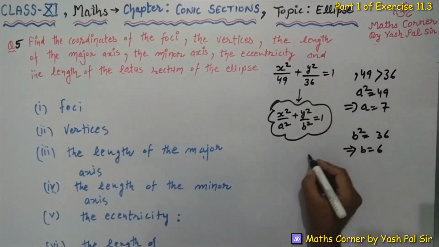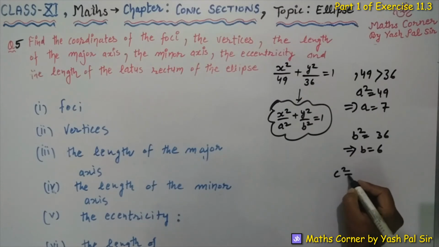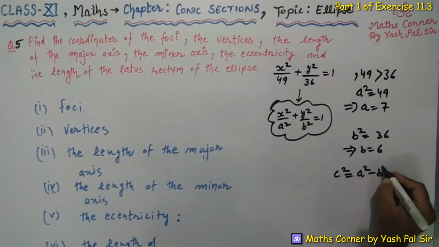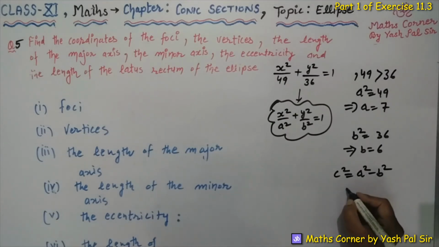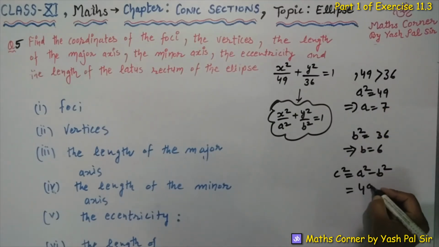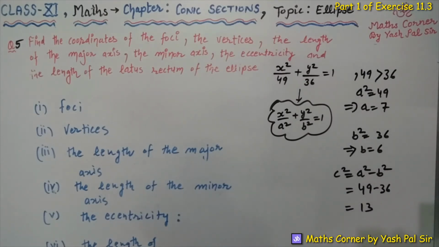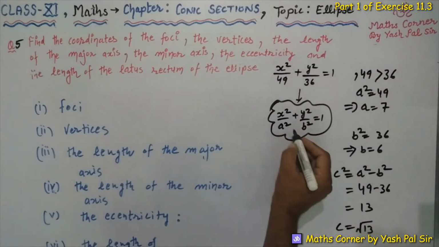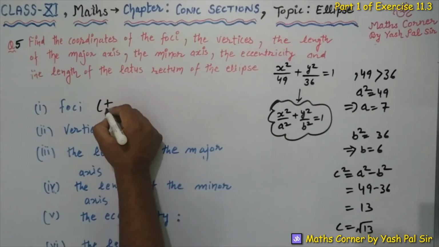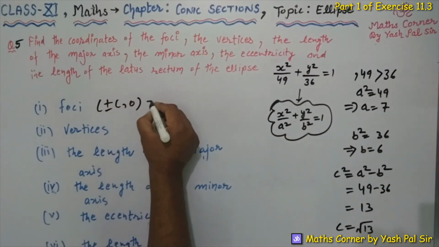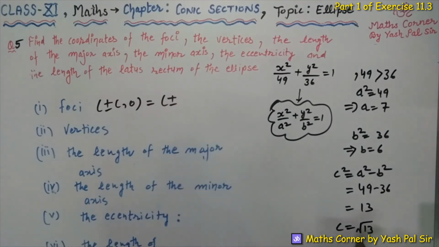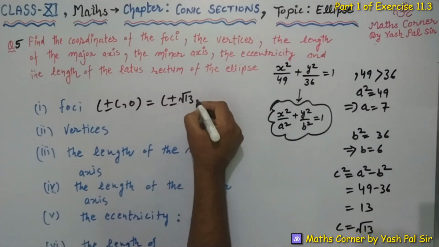First type. Also we can find c square, which is equal to a square minus b square. So substituting the values, 49 minus 36, this is equal to 13, right? So c is equal to square root of 13. Now what are the foci? They are, according to this, plus minus c comma 0, which is plus minus square root of 13 comma 0.